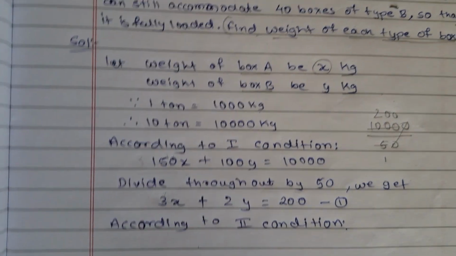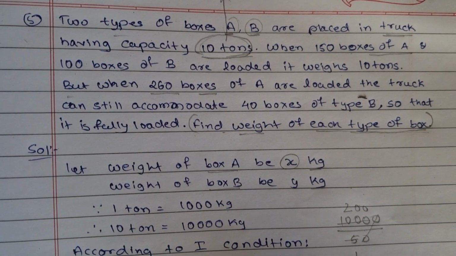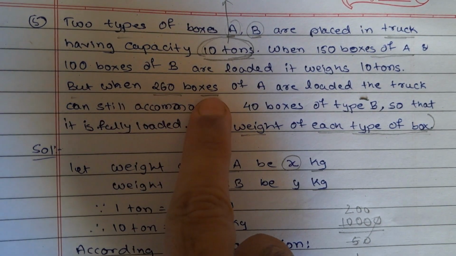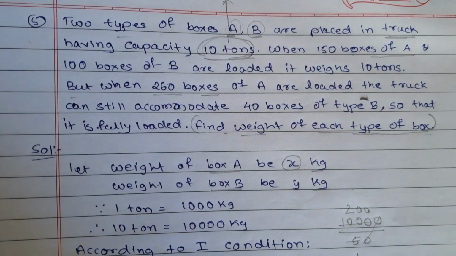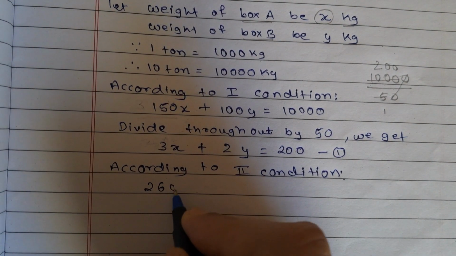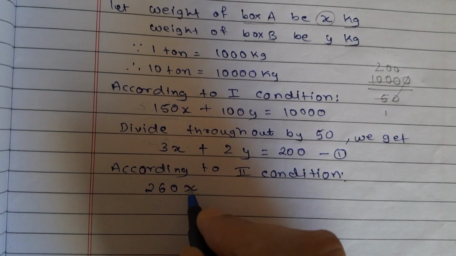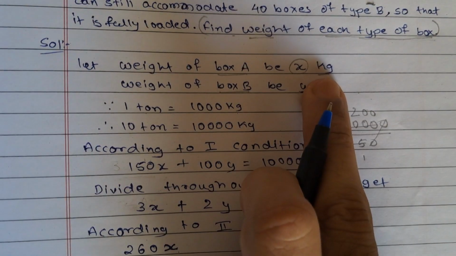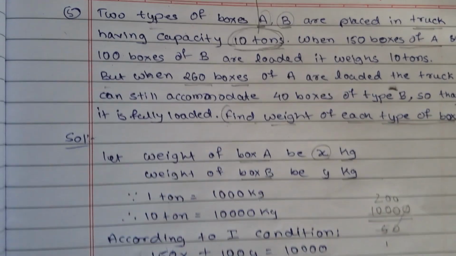So let's see what the second condition says. Let me read the sum from where I left it. Here, when 260 boxes of A are loaded, that means in the second condition it should begin from 260 boxes of A, which means 260x. Simple as that. Boxes of A means it is x, so it will be 260x.